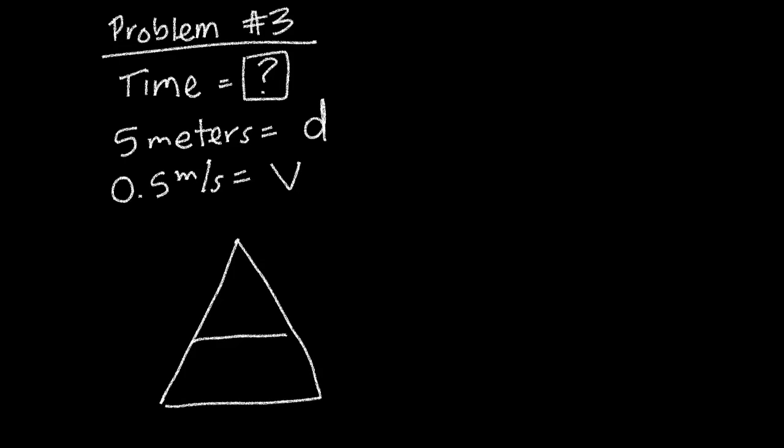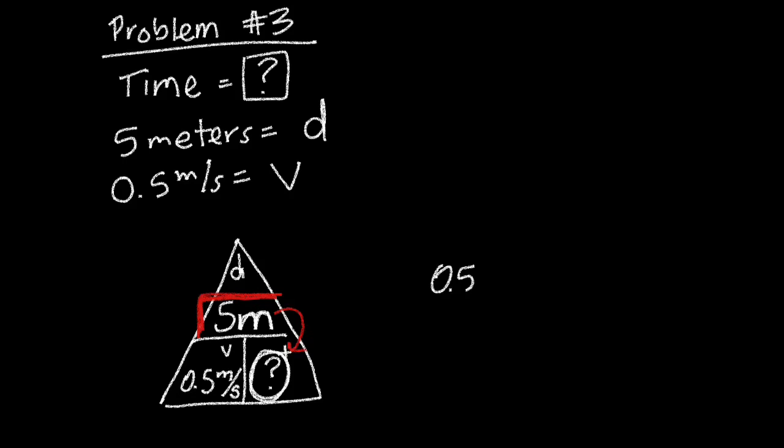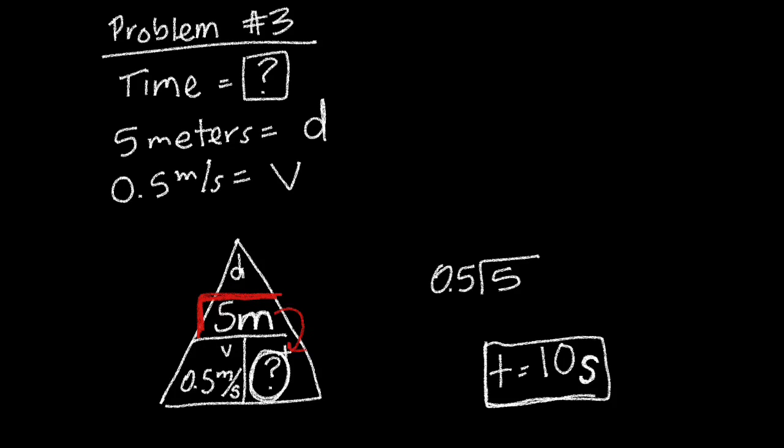So we make our triangle and we start filling it up according to the formula, where we don't know how much time the bug took. That's what we're looking for. 5 meters distance, 0.5 meters per second. There can be decimals, don't worry. We divide in order to get our time, and 5 meters divided by 0.5 meters per second, the time the bug took, is 10 seconds. Okay, don't be scared of the decimal points.